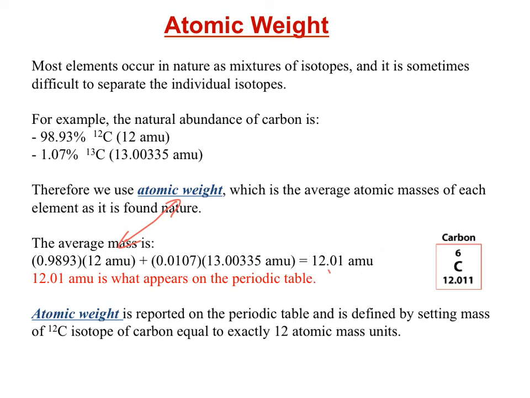This is exactly what we see on the periodic table, where we calculate it, and this is where this number comes from. It comes from the average atomic mass. It's an average of all the different isotopes that exist. So that's really it for atomic weight, or average atomic mass. We're just taking the average mass of all the different isotopes. So this concludes the how-to on atomic weight calculations.